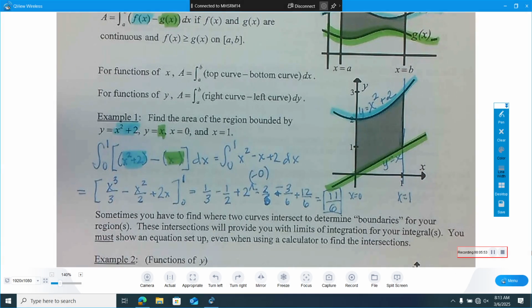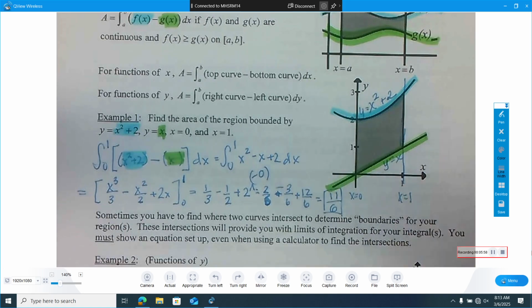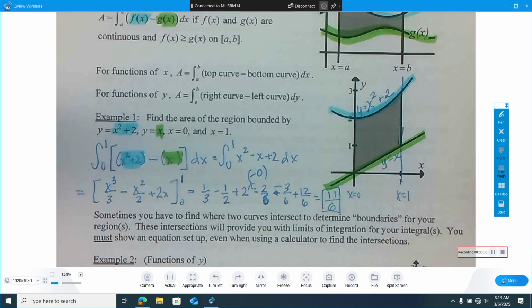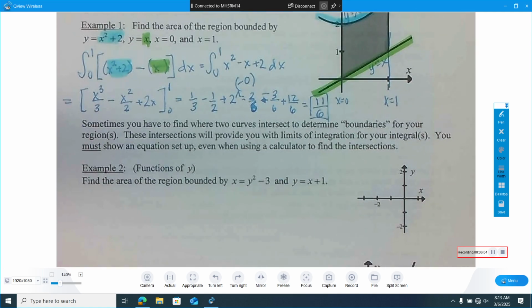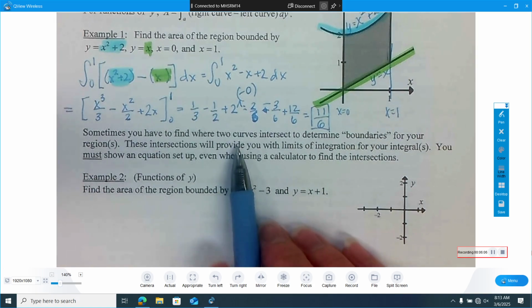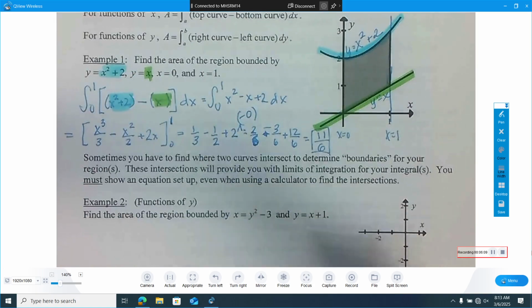All right. So not too hard. Of course, this was a nice straightforward problem just for practice, just to see what we've got. But sometimes we have to find where two curves intersect to determine the boundaries.